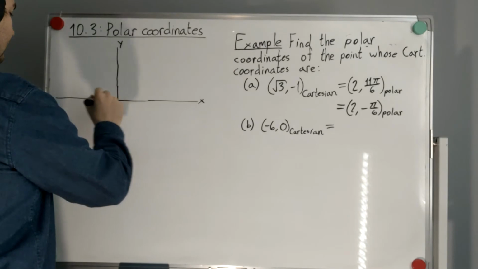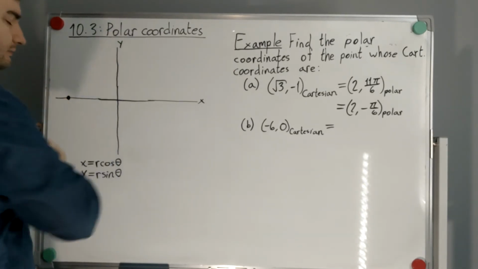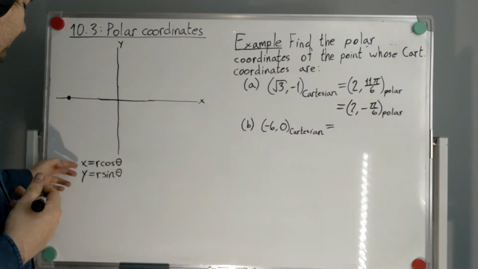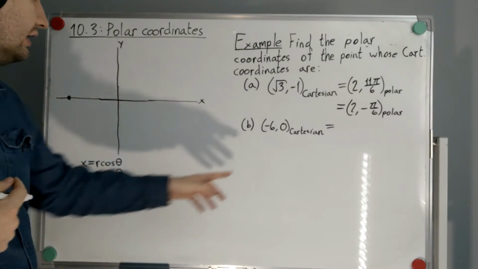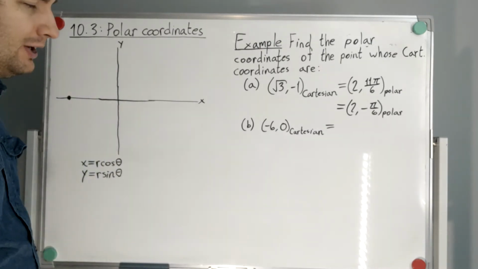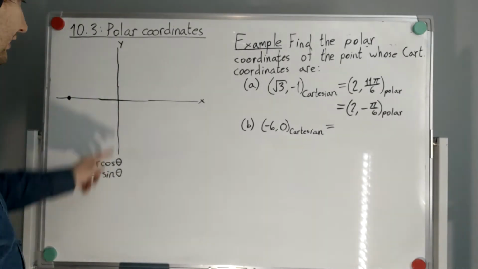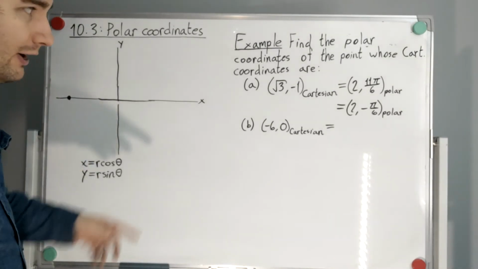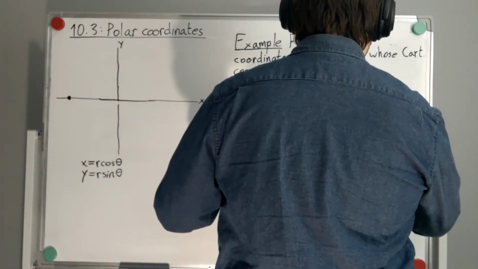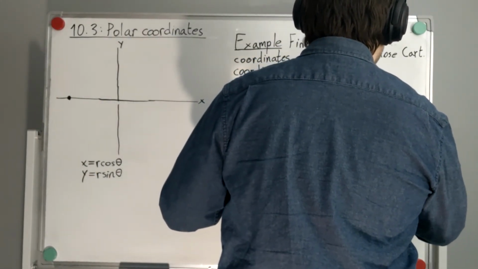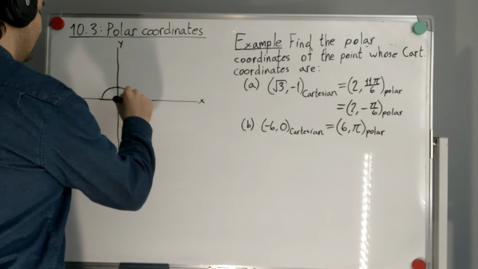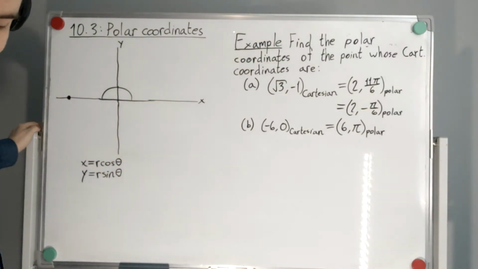-6, 0 is somewhere like right here. Now, once again, we can set up -6 equals r cosine theta, 0 equals r sine theta, and then solve that system of equations. We can do that, but it's far easier in this case to just say this is 6 units away from the origin at an angle of pi. So at least one way to represent this in polar coordinates is just 6, pi, because this angle right here is 180 degrees, which is pi radians.